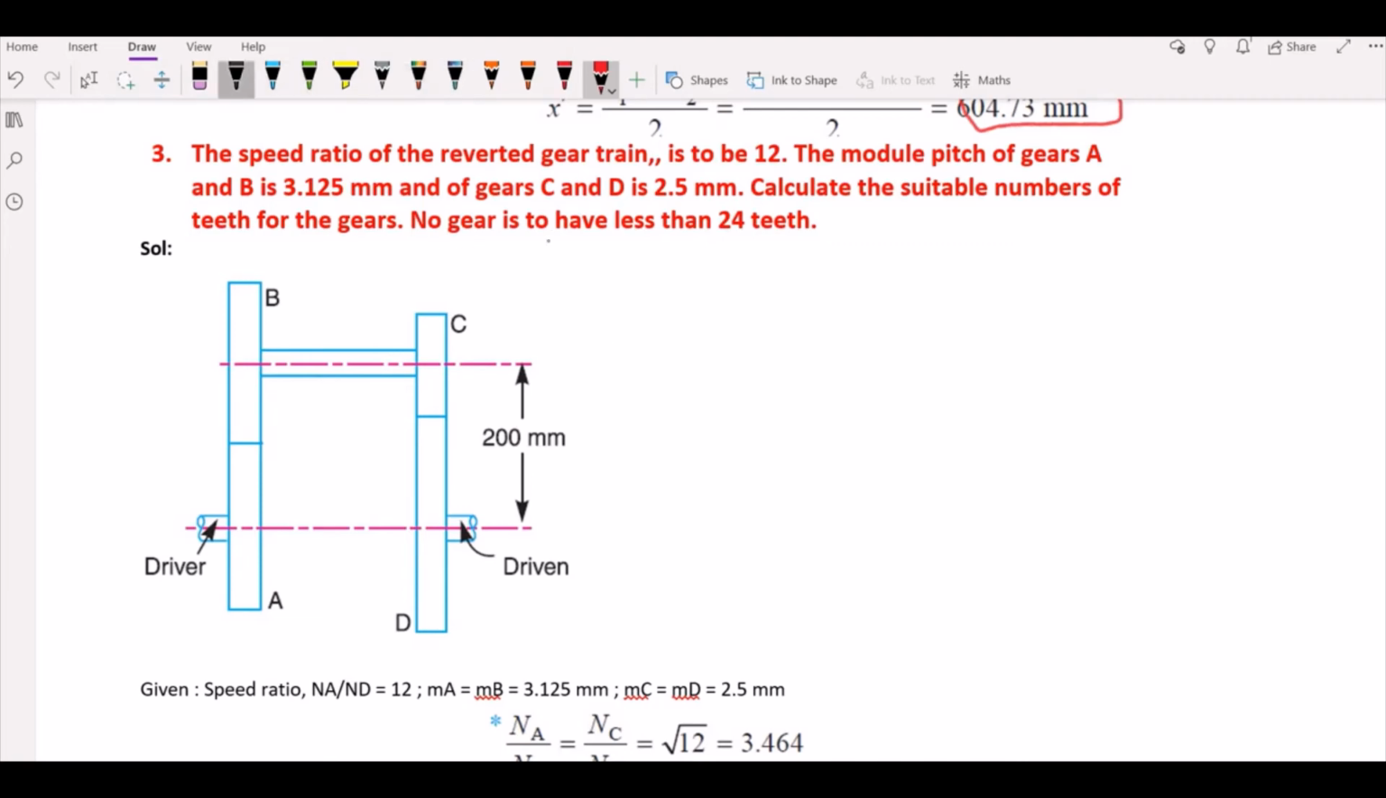This is the condition given: no gear is to have less than 24 teeth. From what is already given in the figure, you can understand that this is the driver gear and this is the driven gear.